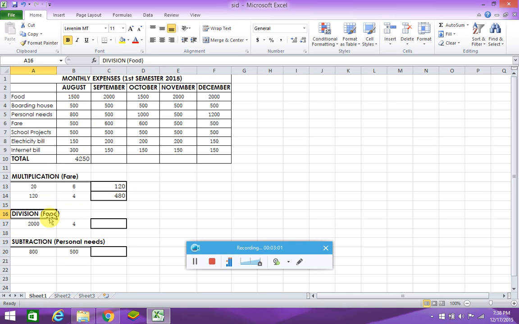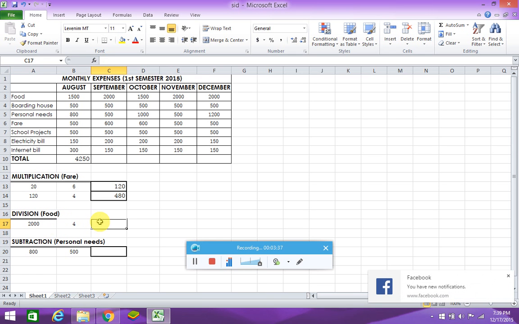Another operation is division. For me to know how much I'll be spending in a week for the month of September for the budget allotment of food: because I spent 2,000 pesos for the month of September just for food, I'll just put 2,000 there. Because I want to know how much I'll be spending for the week, and in a month there are 4 weeks, so 2,000 divided by 4.